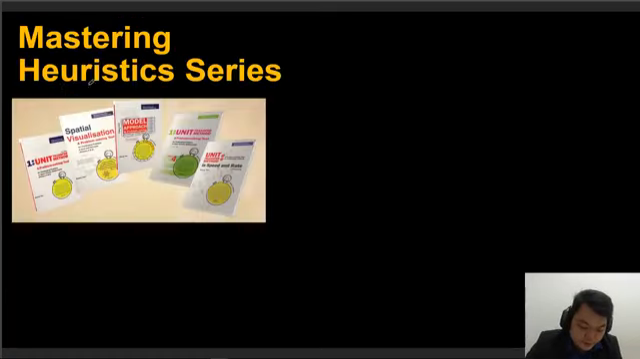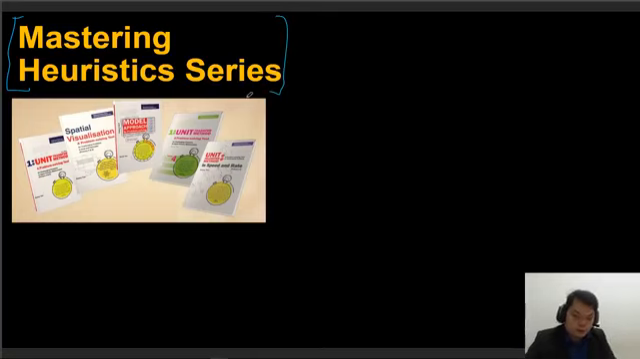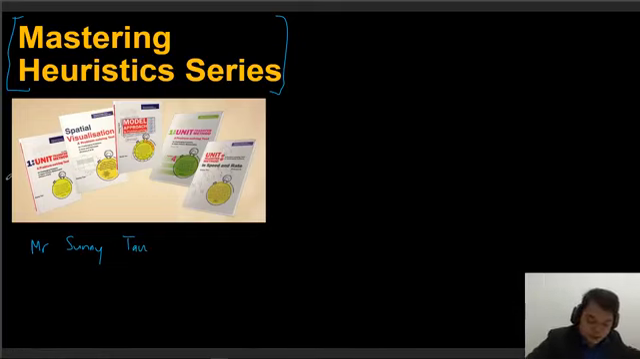Now, about the Mastering Heuristics series. These are the set of books written by my boss and my mentor, Mr. Sani Tan. You'll see his picture later on in a while. And these are the 5 books that he's written. The first book, The Unit Transfer Method, was written back in 2008. And after that, the second edition was reprinted somewhere in 2009.